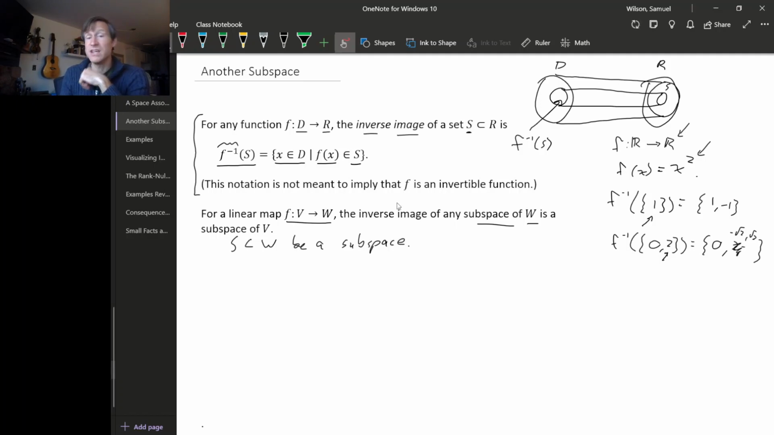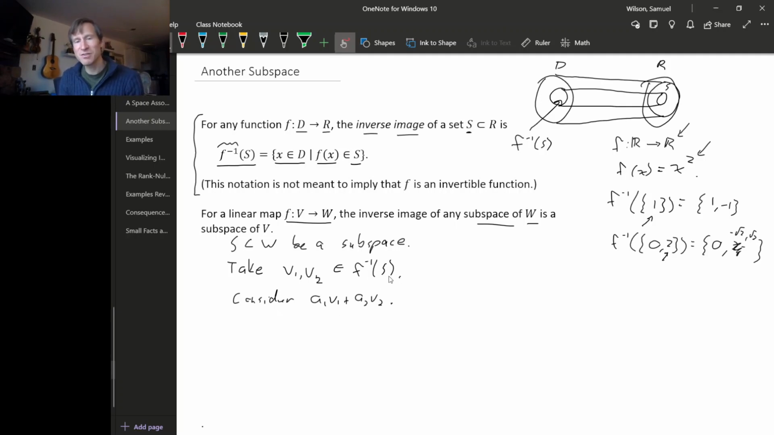Okay, we need to show that the inverse image is a subspace. So how can we show the inverse image is a subspace? Show that it's closed under linear combinations of 2 elements. So let's take 2 things in the inverse image, say v1 and v2 in the inverse image of S. We need to show that a linear combination of this is also in the inverse image. So let's consider a1 v1 plus a2 v2. So we need to know, is this linear combination in the inverse image?